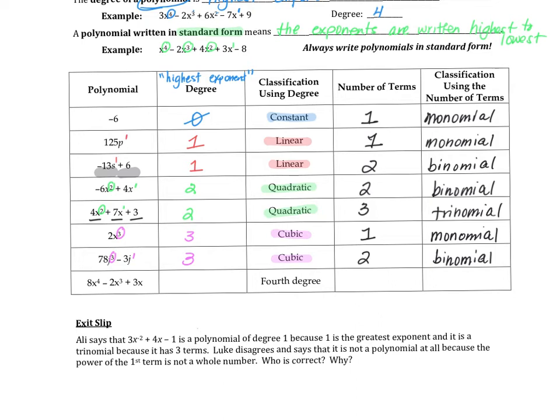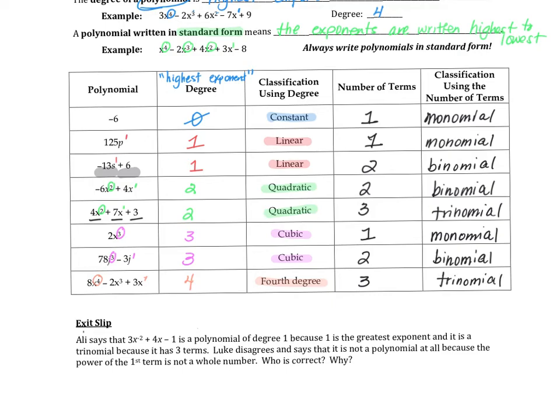We have 8x to the 4th minus 2x cubed plus 3x. So we're looking for our highest exponent. We got 1, 3, 4. So when you have a 4th degree, we're just going to call it a 4th degree. Anything that's bigger than a cubic, we're going to call 4th degree, 5th degree, 6th degree, 100th degree. And how many terms do we have? 1, 2, 3. So it's a trinomial.